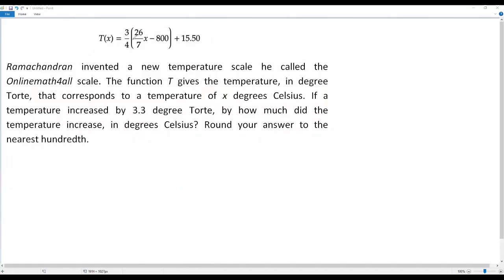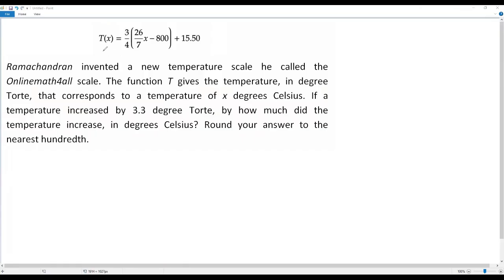T of x equals 3/4 times 26 over 7 times x negative 800, positive 15.50. Ramachandran invented a new temperature scale called the online math for all scale. The function t gives the temperature in degree tot that corresponds to a temperature of x degrees Celsius. If a temperature increased by 3.3 degree tot, by how much did the temperature increase in degrees Celsius? Round your answer to the nearest hundredth.